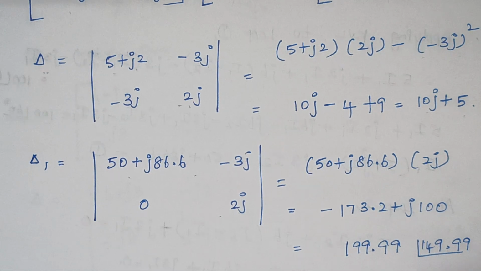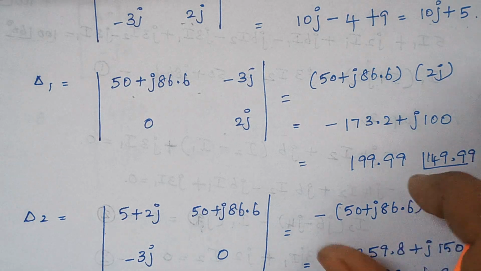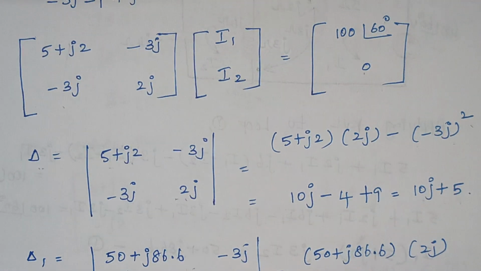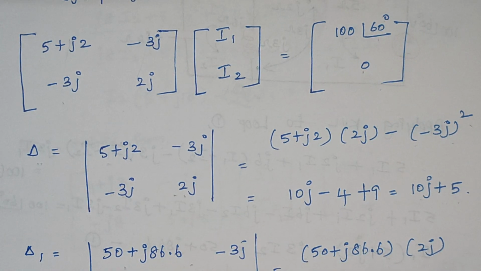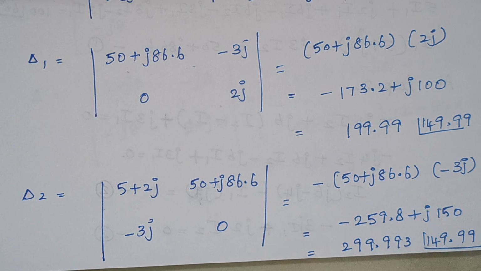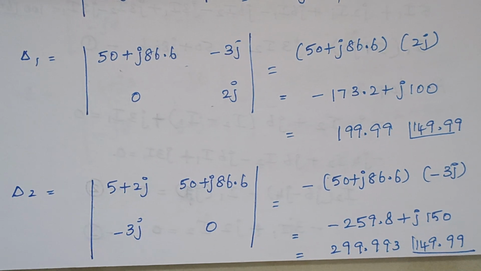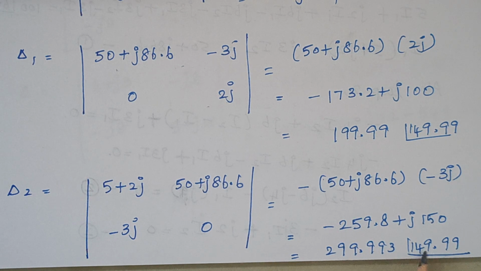Now the next thing is we are finding del 2. How to find del 2? You have to replace the second column with the voltage source. Once you replace this and solve, this is your value of del 2: 299.993 with an angle of 149.99. Again you can round it off to 300 with an angle of 150.